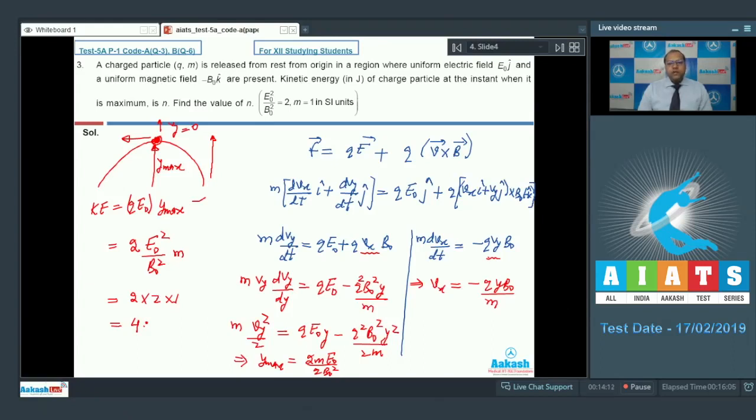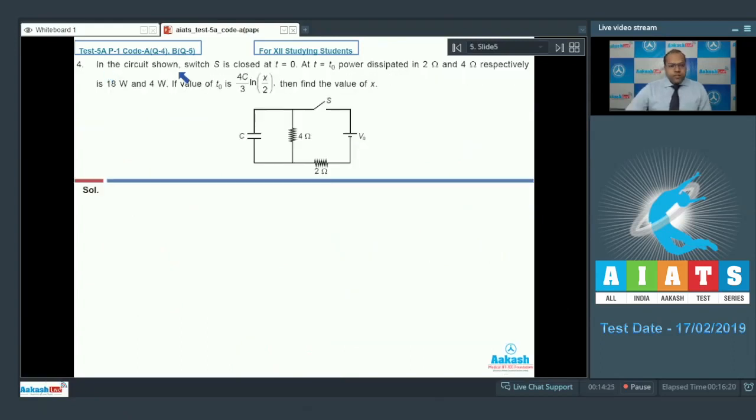Let's move to question number 4. In question number 4, in the circuit shown, switch S is closed at t equal to 0. At t equal to t naught, the power dissipated in the 2 ohm and 4 ohm resistors respectively is 18 watt and 4 watt. If the value of t naught is 4C by 3 ln x by 2, then find the value of x.